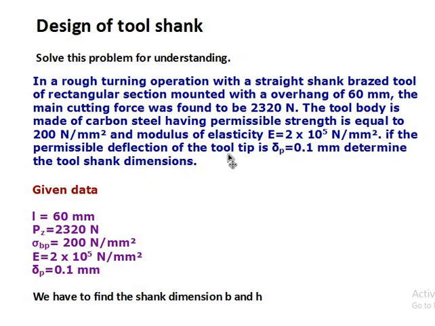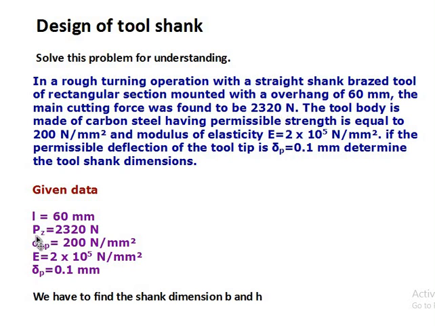If the permissible deflection of the tool tip is 0.1 mm, determine the tool shank dimensions. If you solve this problem, you can understand the design of the tool shank in a better way. So read the question again and write the given data. Overhang of 60 mm, so length L is 60 mm. The main cutting force was found to be 2320 Newton.